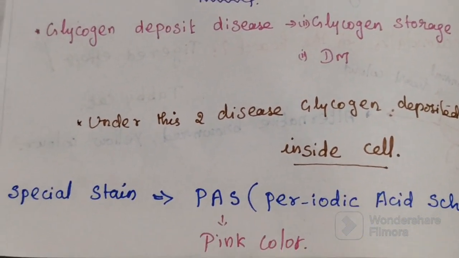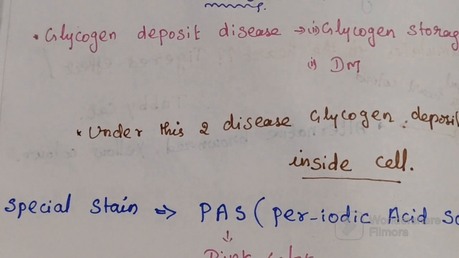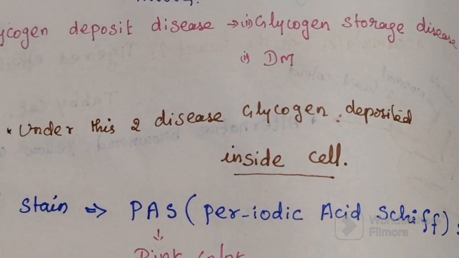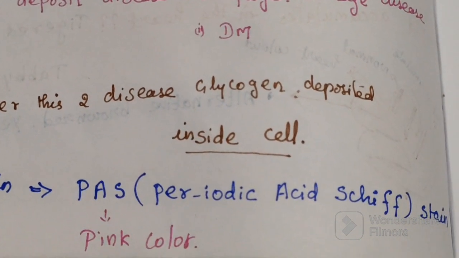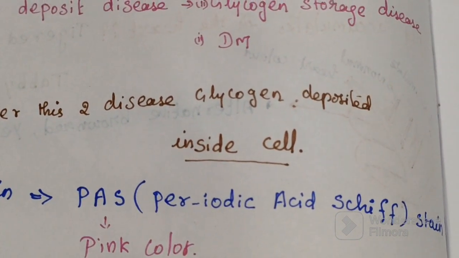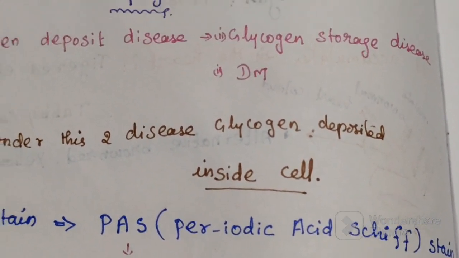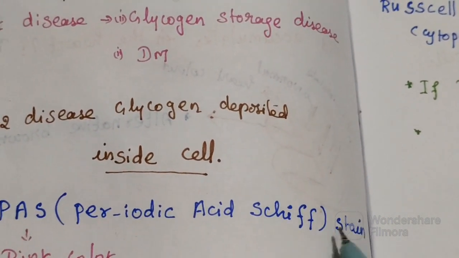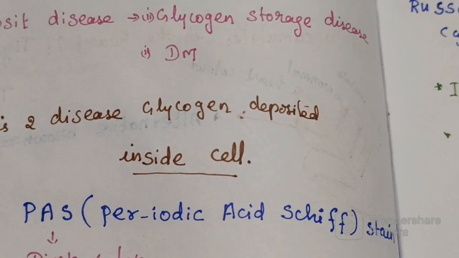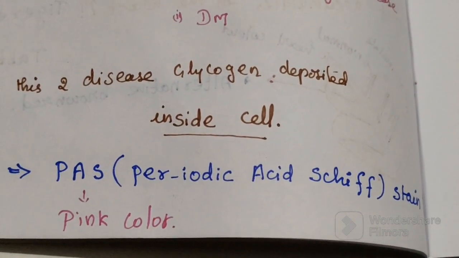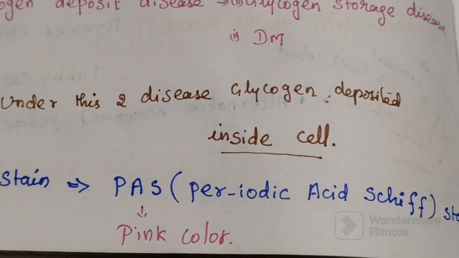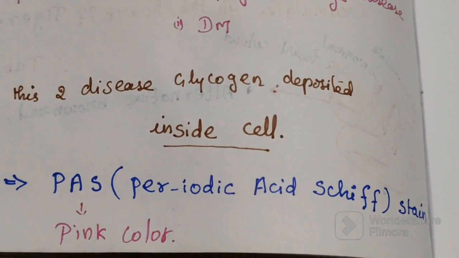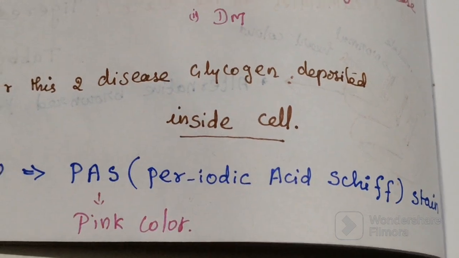So what is the special stain for glycogen? PAS stain. PAS stands for periodic acid Schiff stain. What color will it give? Pink color. So the special stain is PAS stain, periodic acid Schiff, and it gives pink color.